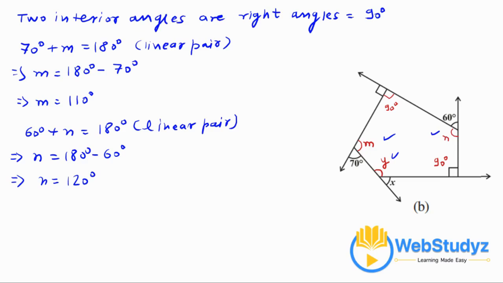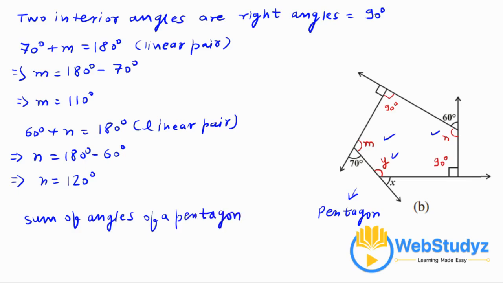As the figure has five sides, so it is a pentagon. So as we know that the sum of angles of a pentagon should be equal to 540 degree.